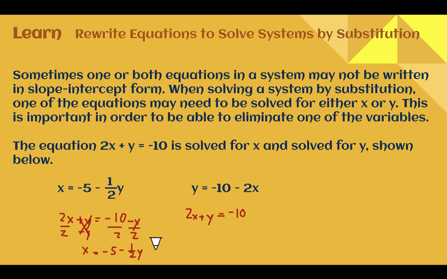If we had solved for y, on the other hand, I can see that y is almost by itself already in the original equation. All I have to do is subtract off the x from both sides, and y is by itself: negative 10 minus 2x.